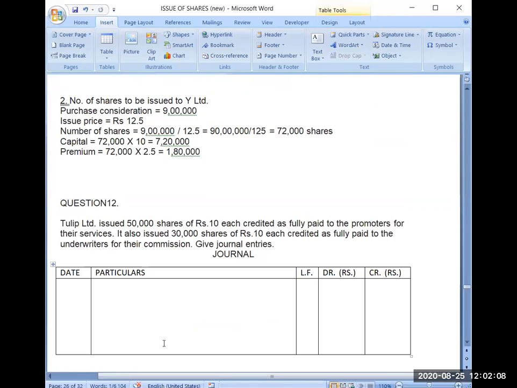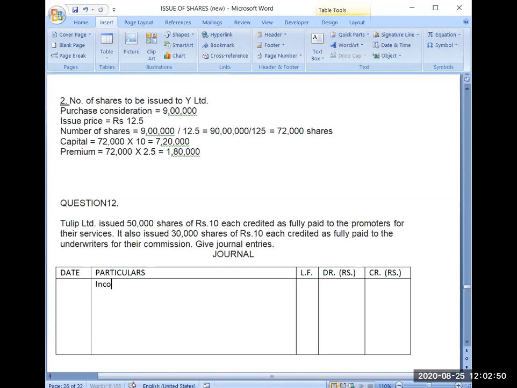I am reading the question. Tulip Limited issued 50,000 shares of ₹10 each, credited as fully paid to the promoters for their services. Now you are issuing shares to the promoters. It also issued 30,000 shares of ₹10 each, credited as fully paid to the underwriters for their commission. So this question is for issue of shares to the promoters and underwriters. So first I will be doing promoters.